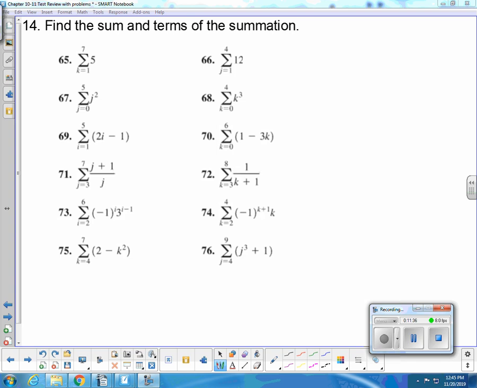Okay, find the sum and the terms of the summation. So how we're going to do this, just to alleviate you guys trying to figure out which equation to use, just find the terms. So pick one of these.